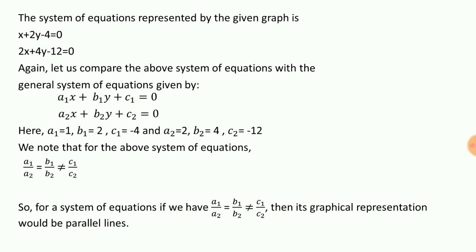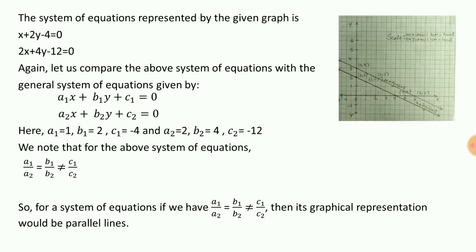The third case was when the lines were parallel to each other. So the equations that represented the lines were x plus 2y minus 4 equal to 0 and 2x plus 4y minus 12 equal to 0. These two equations are already in the general form. So a1 is 1, b1 is 2 and c1 is minus 4. a2 is 2, b2 is 4 and c2 is minus 12.